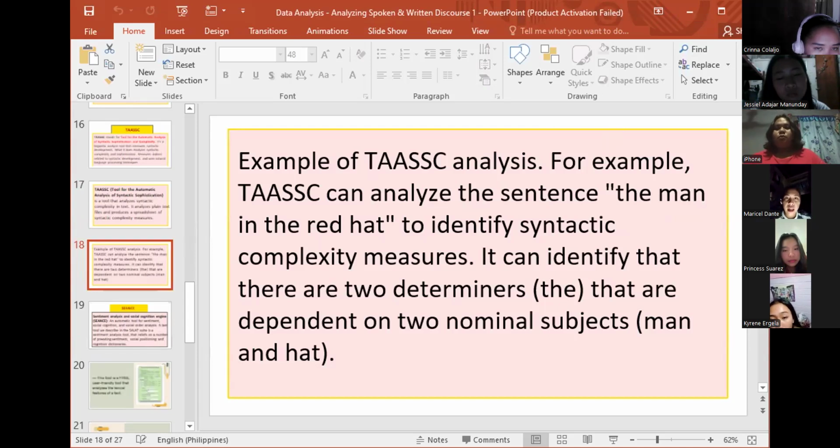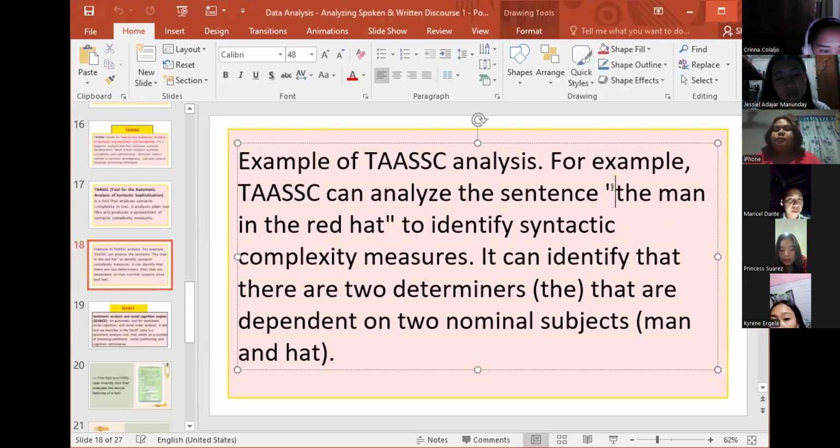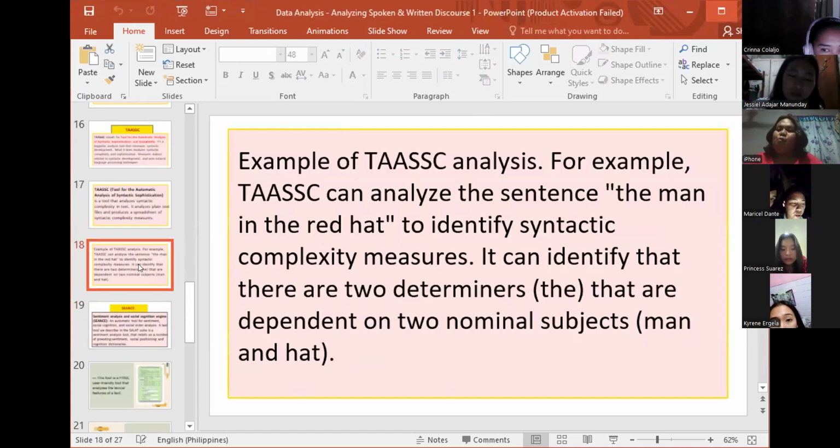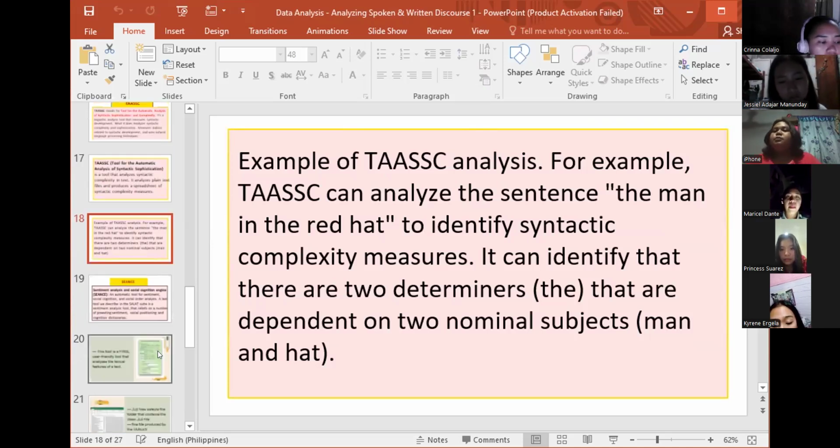And when we talk about TAASSC analysis, an example of this is mean length of the unit. So we can identify that there are two determiners, the word "the," and two nominal subjects, man and also the hat. Mean length of the unit is a measure using a metric system standard unit of length, such as the scale, ruler, measuring tape, caliper, and so on.